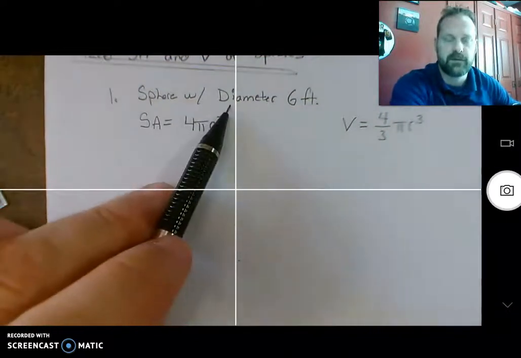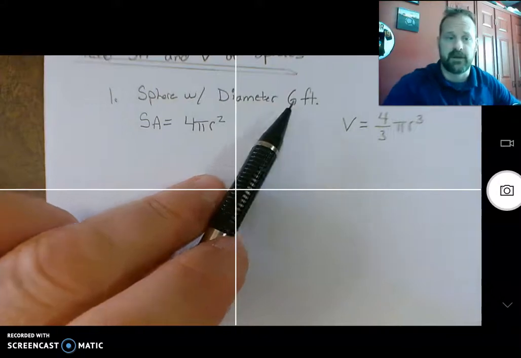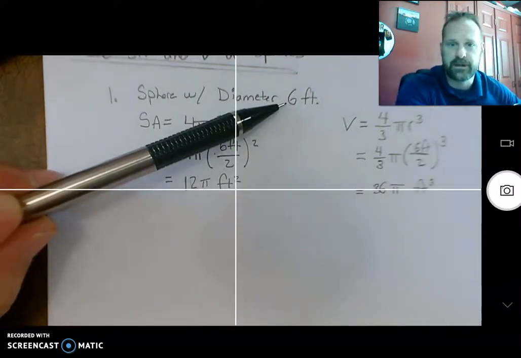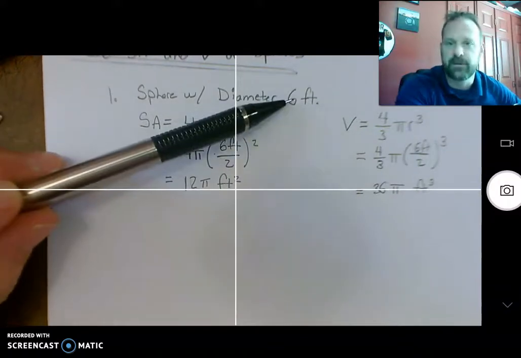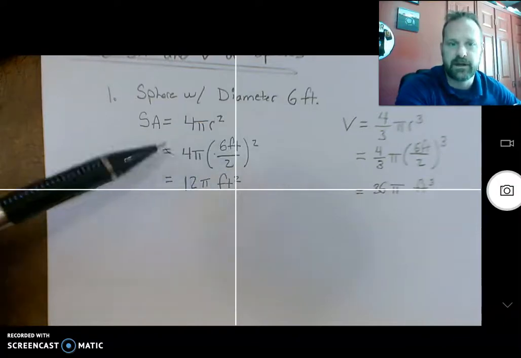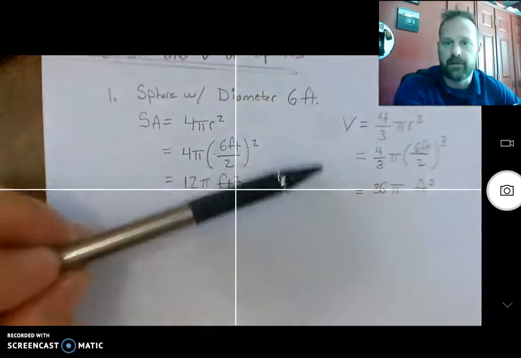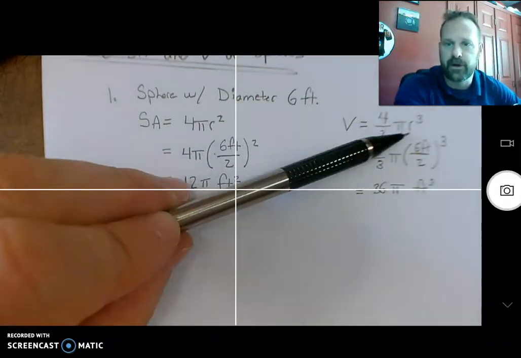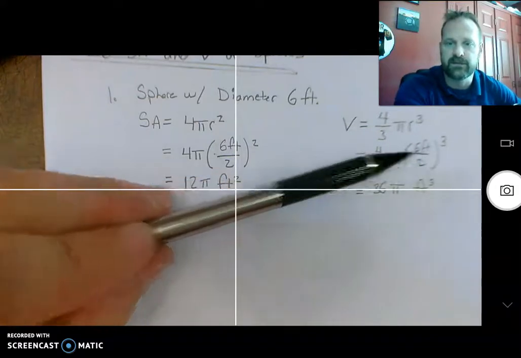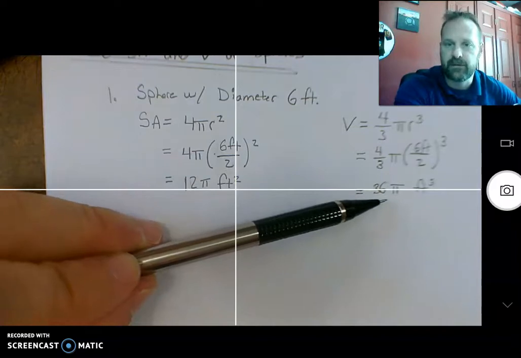If the diameter is 6, we know that the radius is half of that. I went ahead and kept these in terms of pi. So a diameter of 6 gives a radius of 3, so 3 squared is 9, 9 times 4 is 36, keeping in terms of pi, 36 pi. And then over here, volume, 4/3 pi r cubed. 6 divided by 2 is 3. 3 cubed is 27. 27 times 4 divided by 3 is 36. And we have 36 pi.